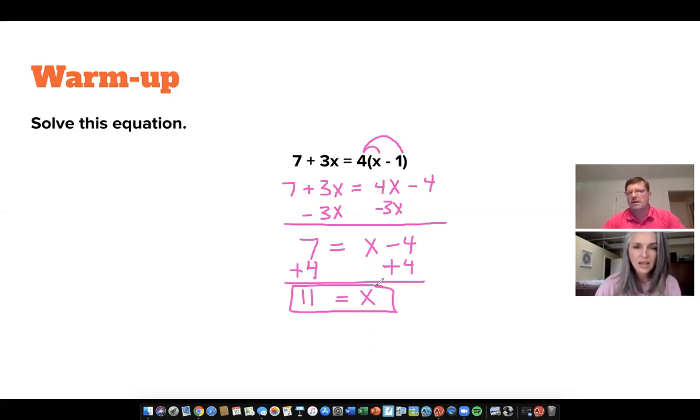And you can check any equation by taking that answer of 11 and plugging it back into all the x's in the problem and making sure that you really do get a true equal statement. In this case, on the left side, that would be 7 plus 33, which is 40. And on the right side, that would be 11 minus 1, which is 10, times 4, which is also 40. So remember, you can always check an equation by plugging your answer back into every x in the problem and making sure you end up with the true statement.